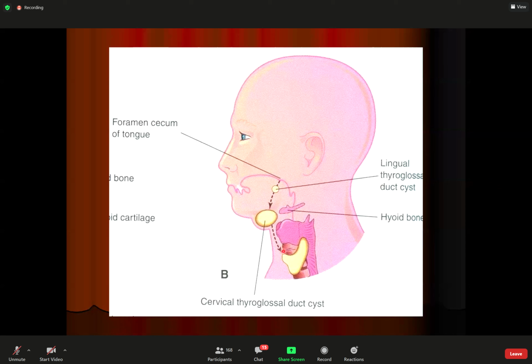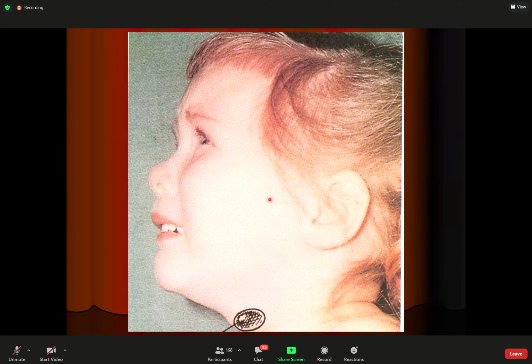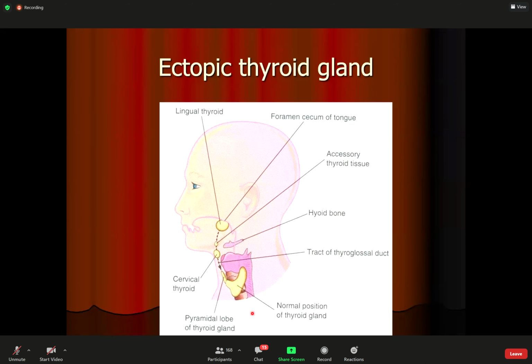Over here. Remember thyroglossal cyst. There's a little baby thyroglossal cyst in the midline. Anything in the midline.